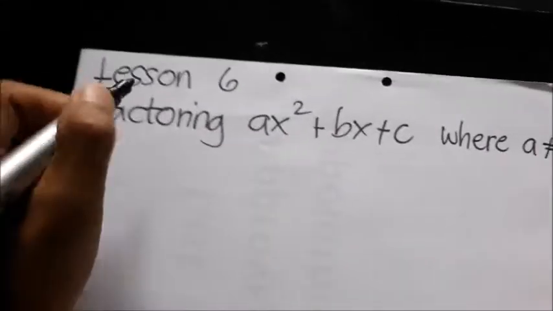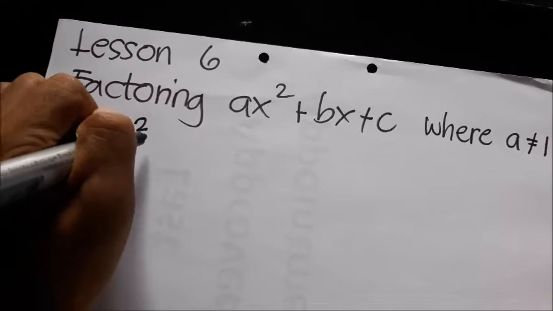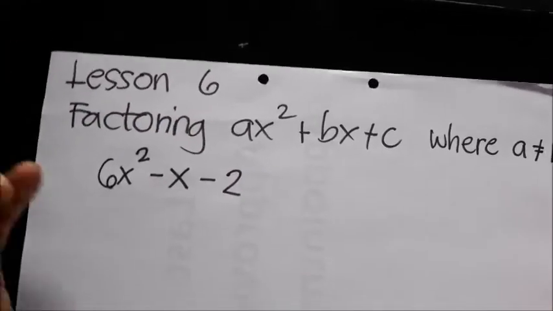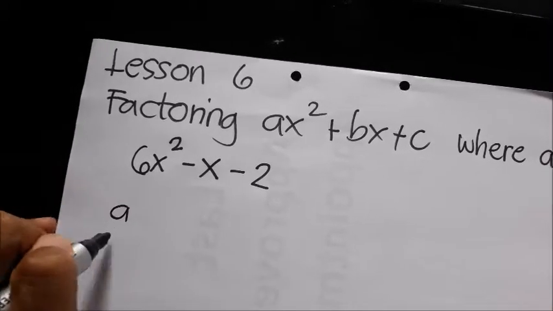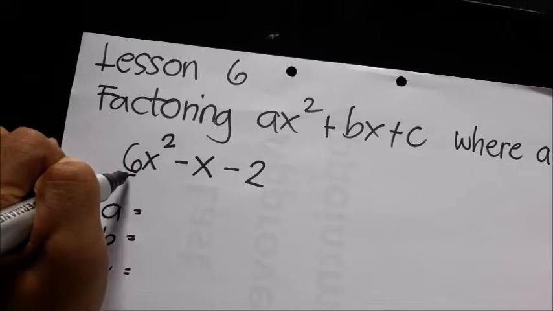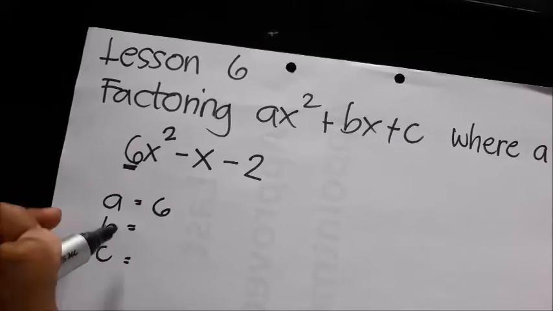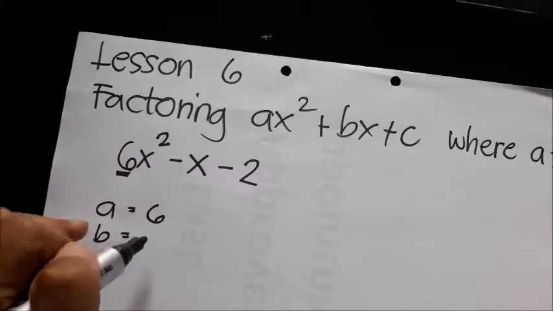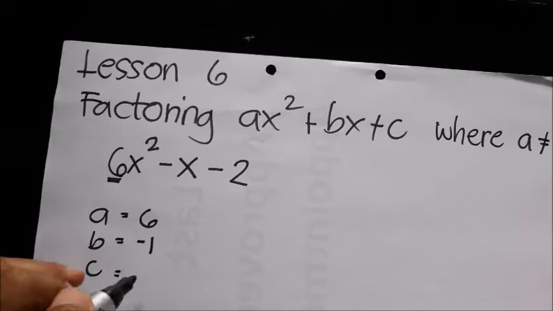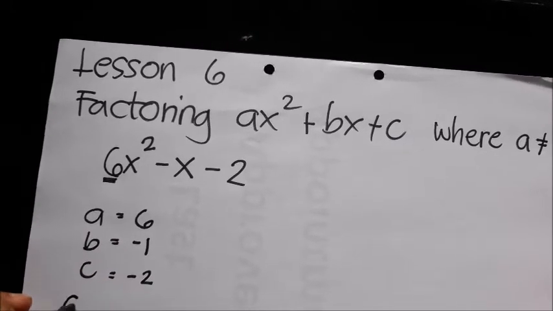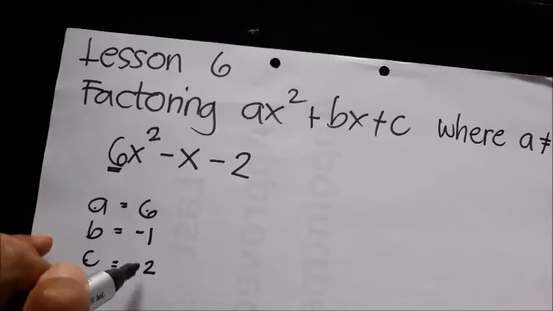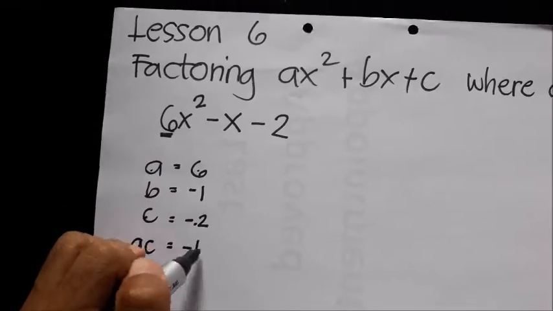Okay, so let's say for instance, the given is 6x squared minus x minus 2. First, let's identify letter A, letter B, and letter C. A is always the one beside x squared, so that is 6. B is the one beside x, that is negative 1. Include the sign, it's negative, so it is negative 1. Then, C is negative 2. Then, get the product AC. That is A times C, that is 6 times negative 2, which is negative 12.